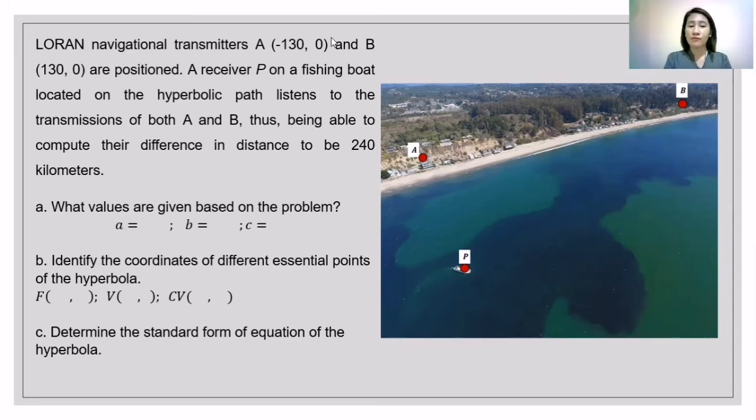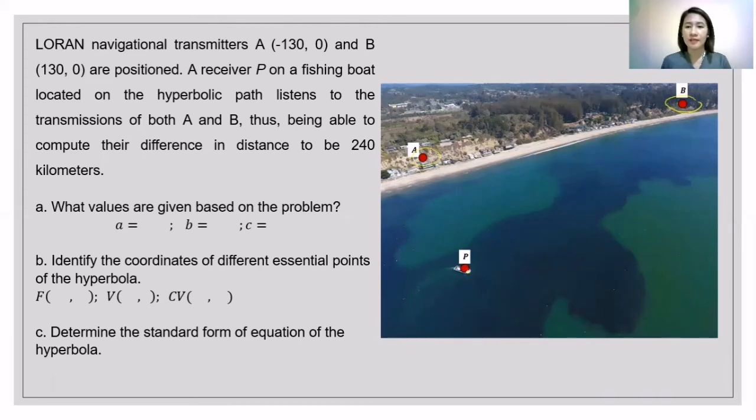So we have to solve for the foci, vertices, and co-vertices. And the last one, we have to determine the standard form of equation of the hyperbola. So looking at the illustration given, this is A, as shown here. This is one of the foci. A and B, these are the foci of our hyperbola.